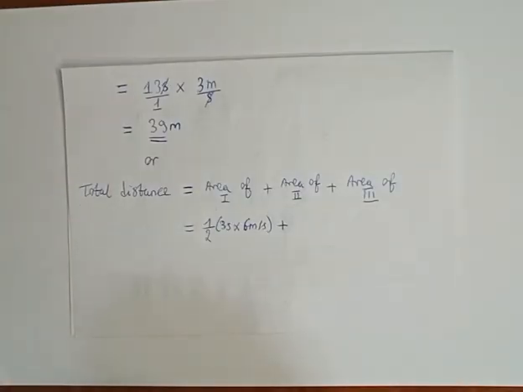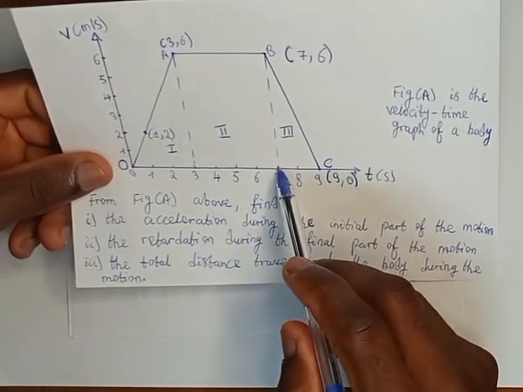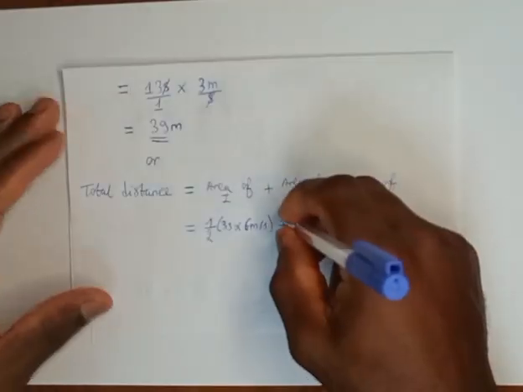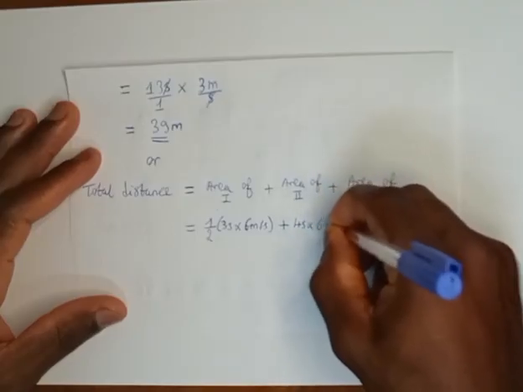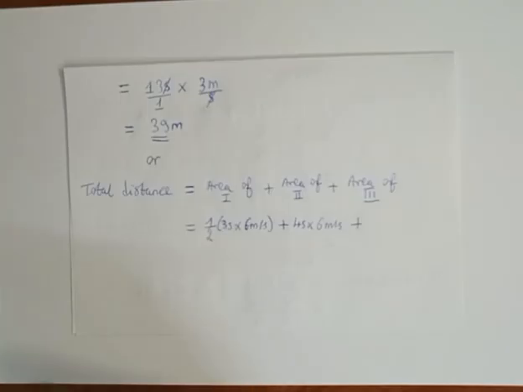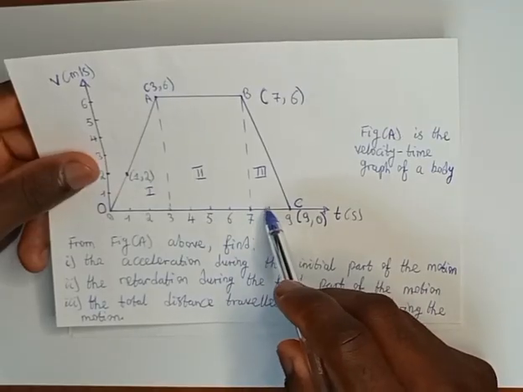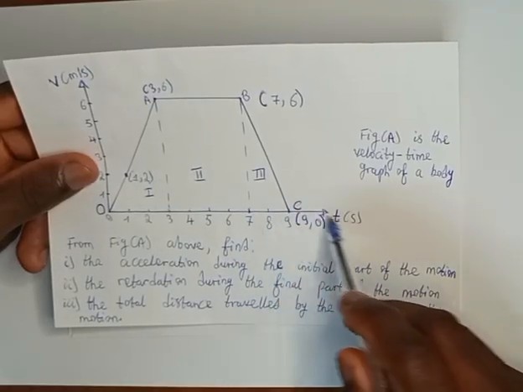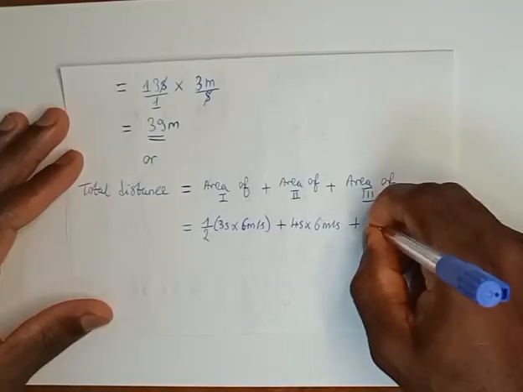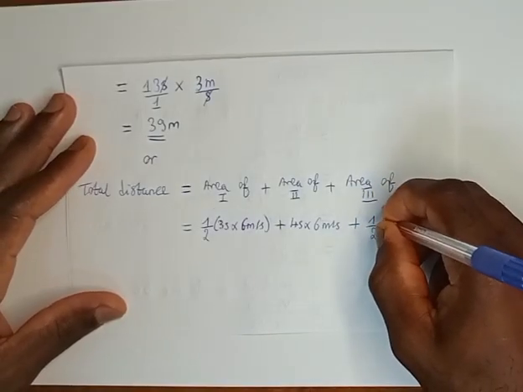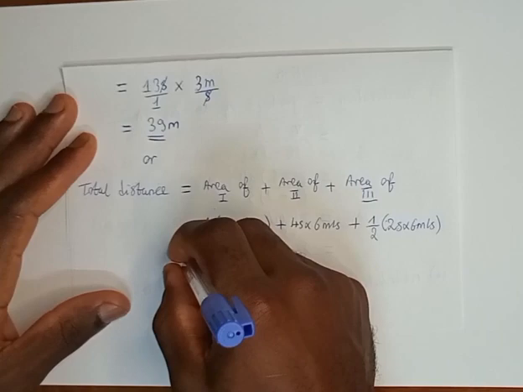plus the area of 2. 2 is a rectangle. You can see this is 1, 2, 3, 4 times the height, which is 6. We take 4 seconds times 6 meters per second plus the area of 3, which is a triangle. The base is 2 seconds times the height, which is 6 meters per second. We take a half times 2 seconds times 6 meters per second.